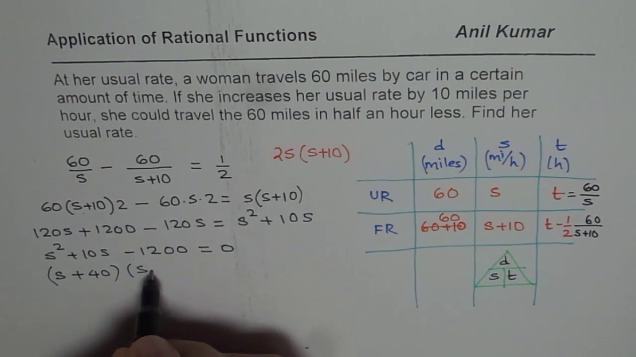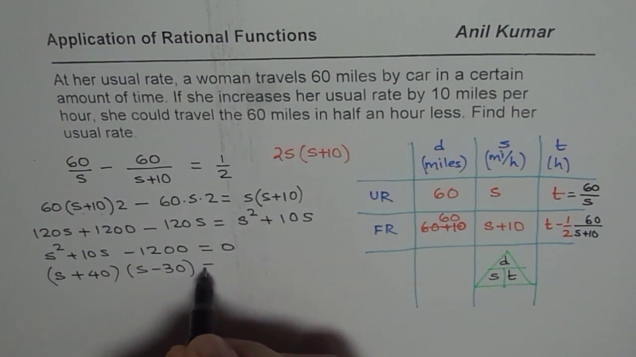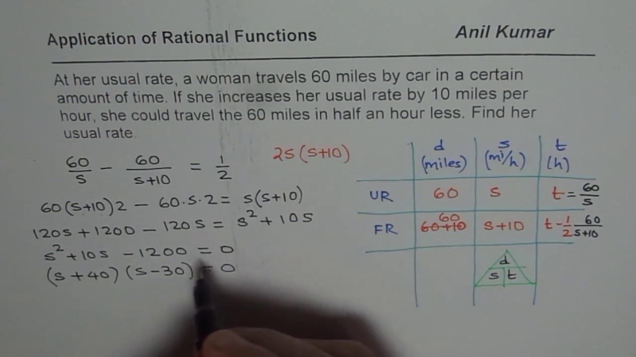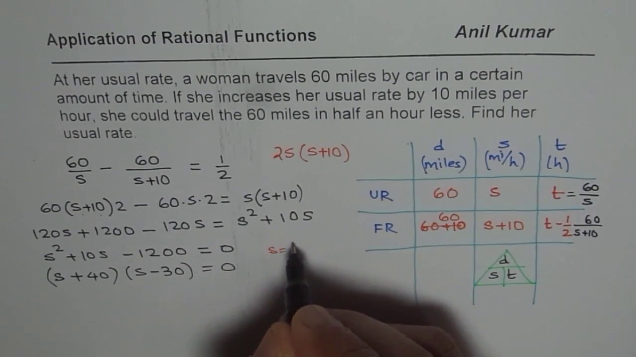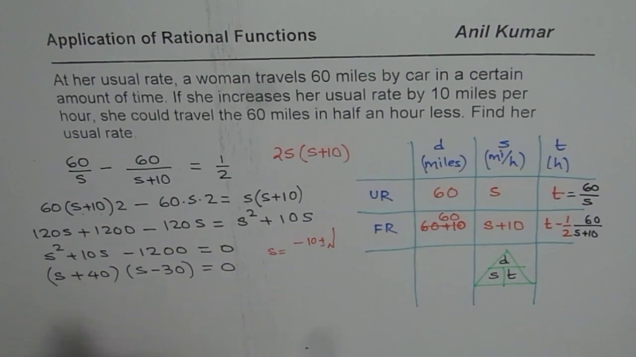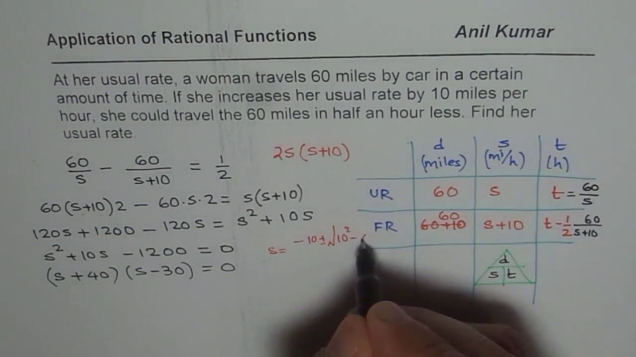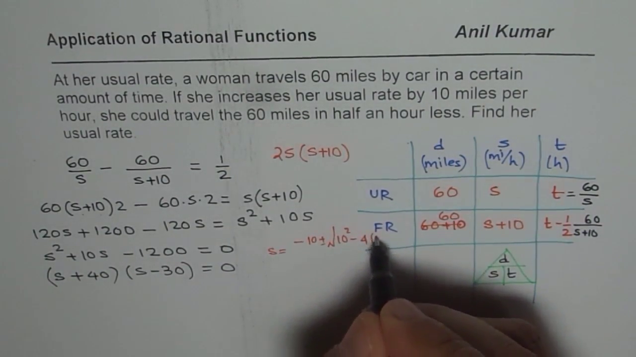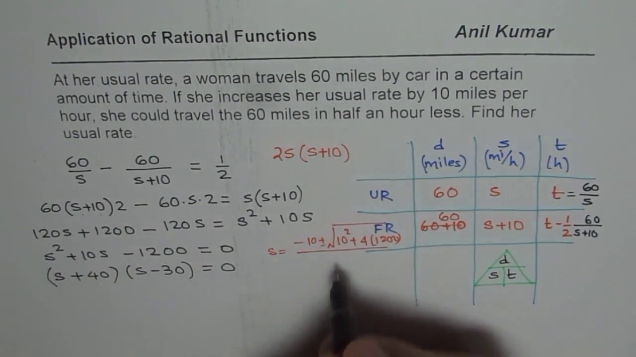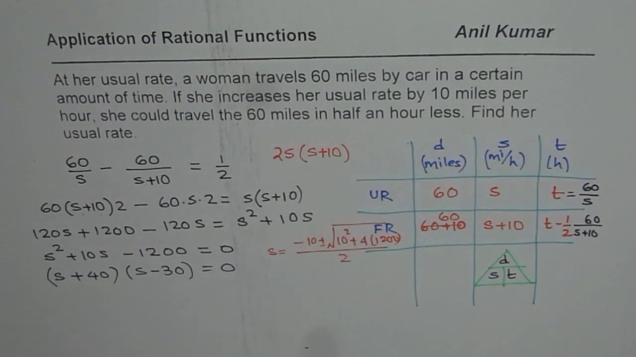times s minus 30. Well, in a test, you may not get this factoring. In that case, you can use the quadratic formula, right? Let me write down the quadratic formula for you. You can say s is equal to minus b, which is minus 10, plus or minus the square root of b square, which is 10 square, minus 4 times minus 1200. So 1200 I'll write positive, but make this divided by 2 times a. You can use this formula, find the answer. Well, we factored, so we can now write down the answer from the factors.